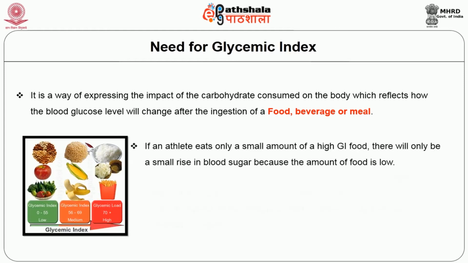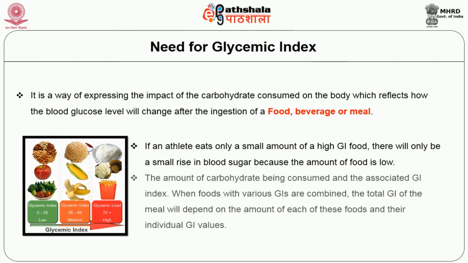If an athlete eats only a small amount of high GI food, there will only be a small rise in the blood sugar levels because of the amount of food, which is low intake. Thus, it is important to know the amount of carbohydrate being consumed in each and every meal and also associate it to its GI index. When foods with various GIs are combined, the total GI of the meal will depend on the amount of each of these foods and their individual glycemic index values.